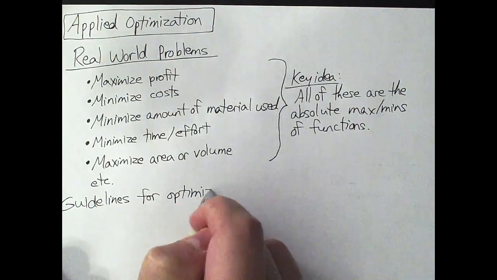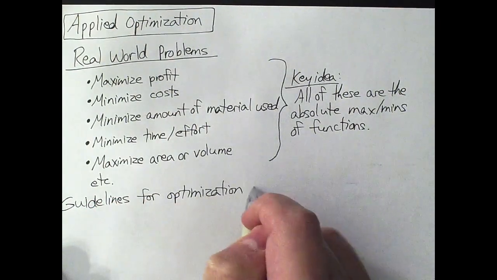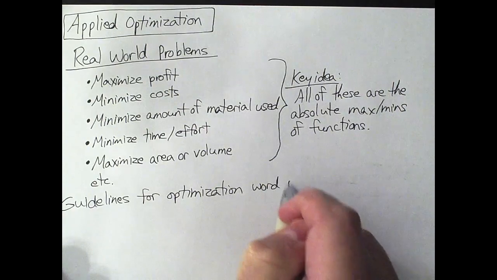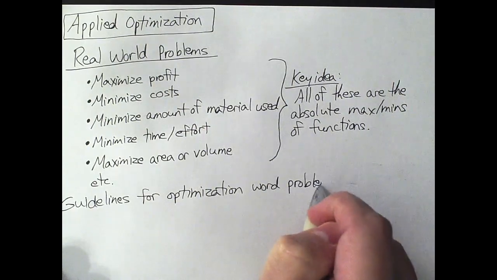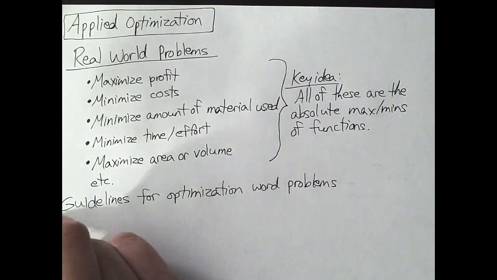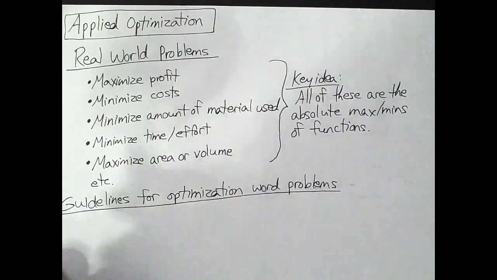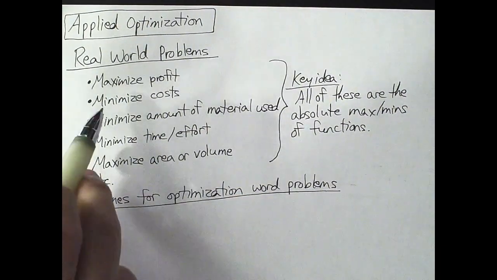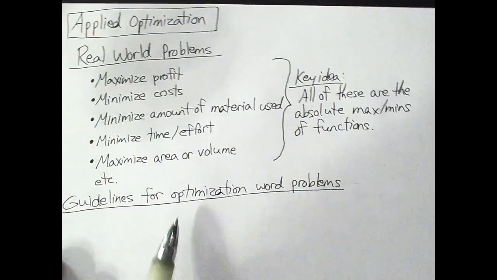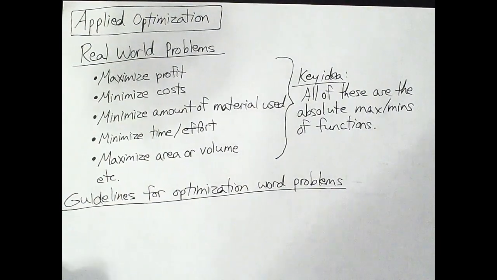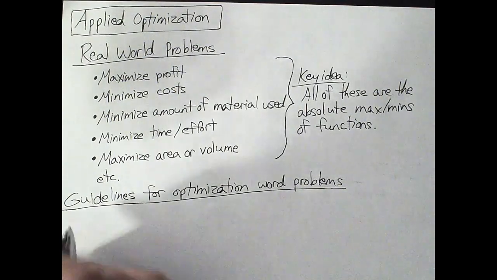These are called optimization word problems. We're trying to optimize something, whether it's in the maximum sense or the minimum sense. We're either trying to get the most of something or the least of something, and altogether we call that optimization. We're trying to find the optimal way to do something.